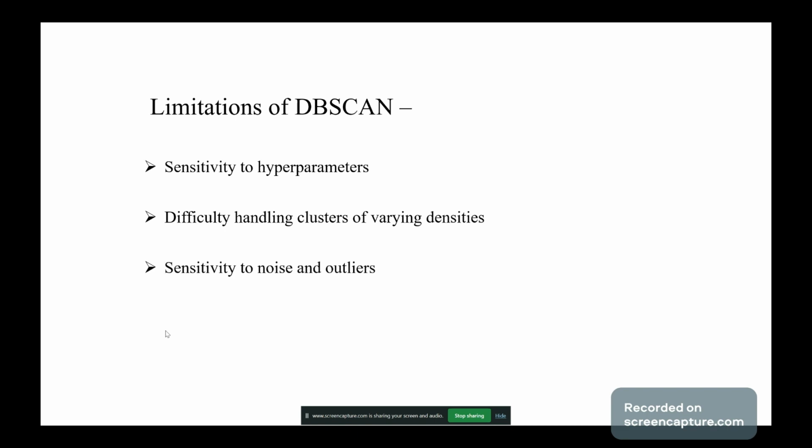Number three, sensitivity to noise and outliers. DBSCAN is designed to handle noise and outliers. However, the algorithm's performance may degrade in the presence of high levels of noise or when noise points are interspersed between dense clusters. And number four, computationally intensive for large datasets. It actually runs in around O(n log n) or O(n squared), but depending on the implementation and the choice of spatial indexing structure, it can be computationally intensive for specific datasets.